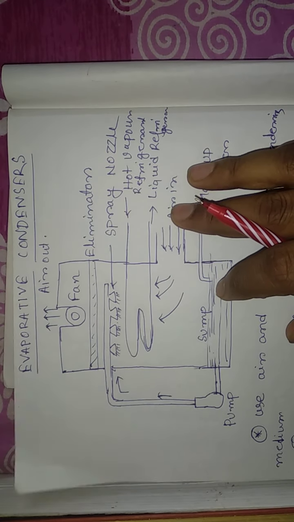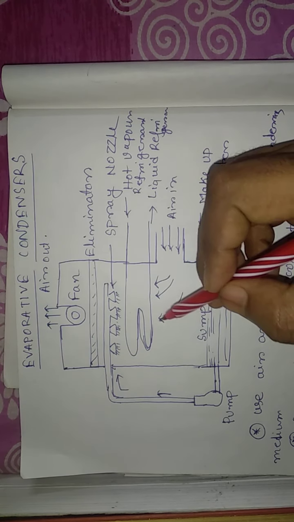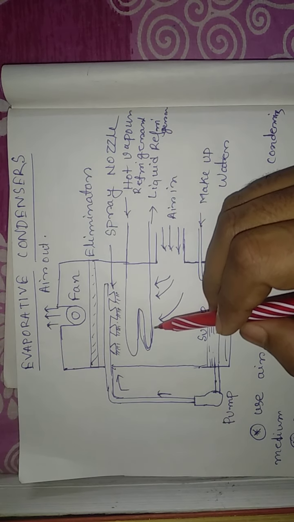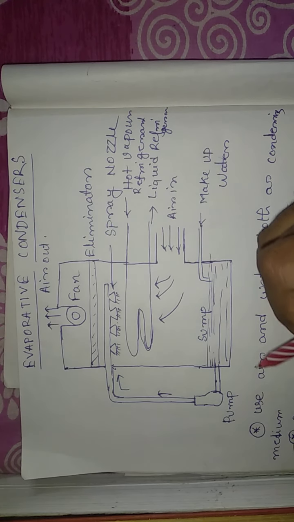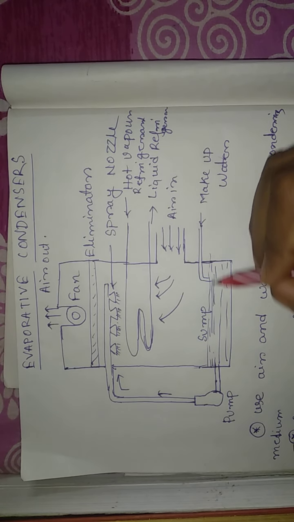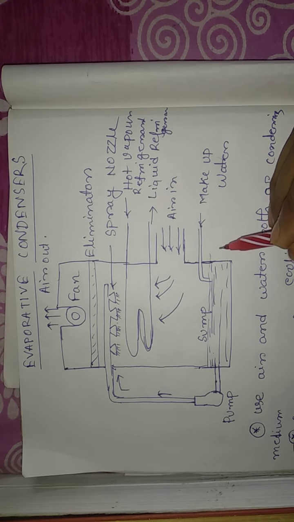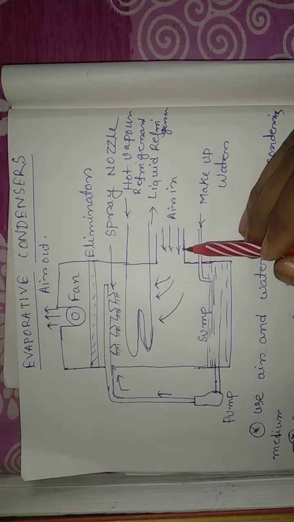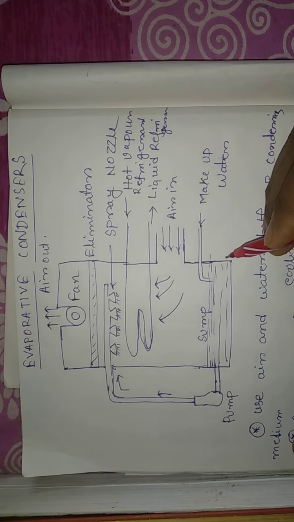And the cold water that drops down into a sump due to the cooling effect of the condenser is recirculated, because this is a recirculating process. And in order to make up the deficiency caused by the evaporated water, additional water is supplied to the sump, and a float valve in the sump controls the makeup supply.